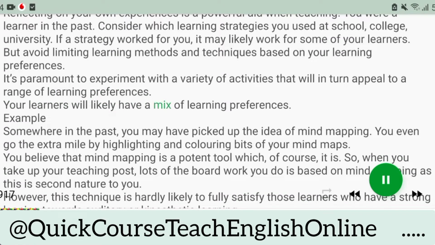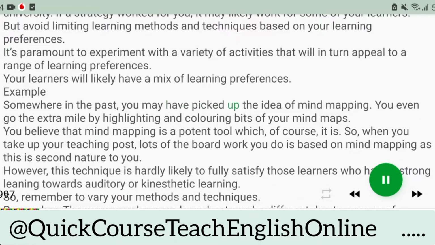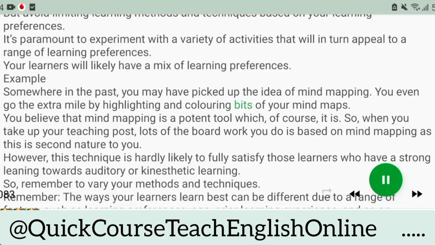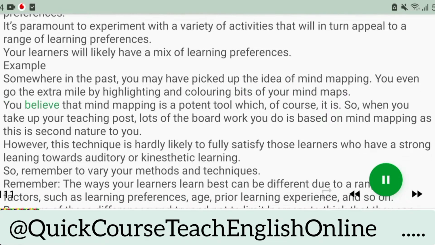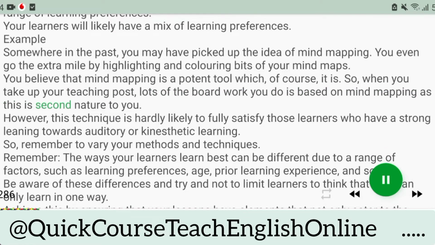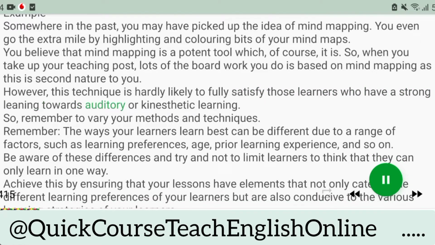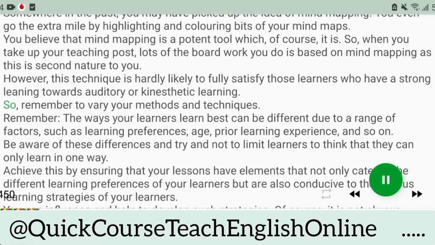Your learners will likely have a mix of learning preferences. Example. Somewhere in the past, you may have picked up the idea of mind mapping. You even go the extra mile by highlighting and coloring bits of your mind maps. You believe that mind mapping is a potent tool, which, of course, it is. So, when you take up your teaching post, lots of the board work you do is based on mind mapping, as this is second nature to you. However, this technique is hardly likely to fully satisfy those learners who have a strong leaning towards auditory or kinesthetic learning. So, remember to vary your methods and techniques.